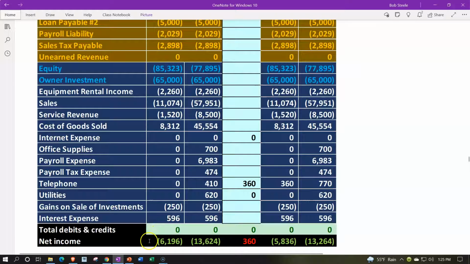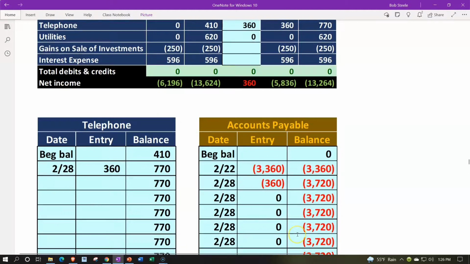The total net income for the month was at $6,196. It goes down by the 360 because it was an expense, decreasing net income to $5,836. So the decrease in net income happened even though we didn't pay cash yet, because it's an accrual type of transaction: accounts payable going up, and then the expense. $13,624 for the year to date, down by 360 to 13,264.